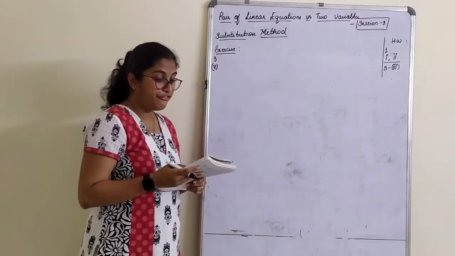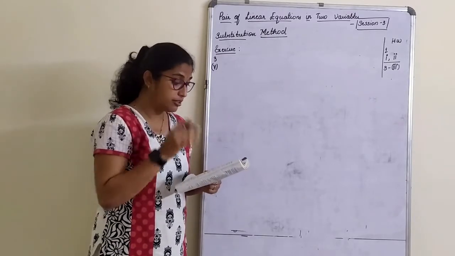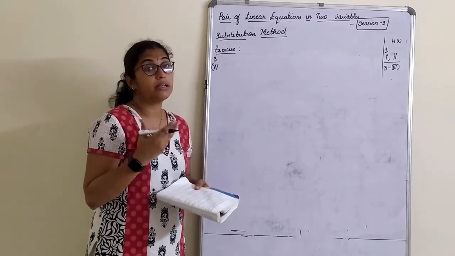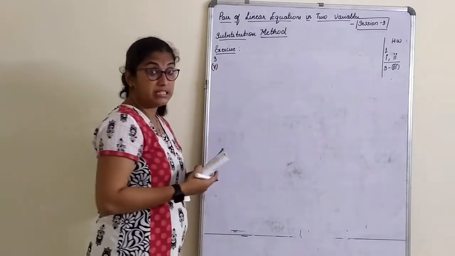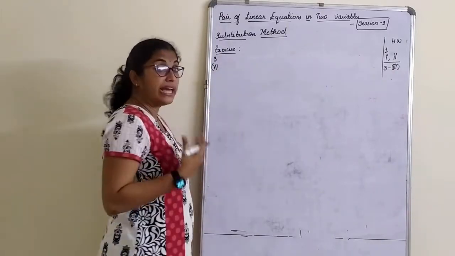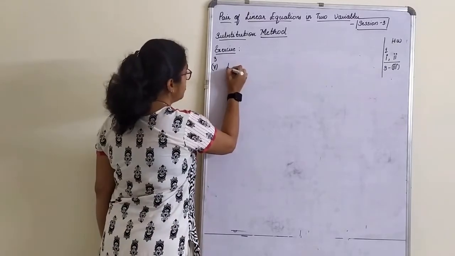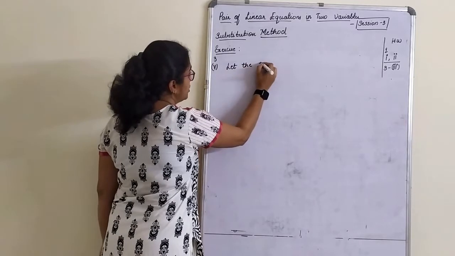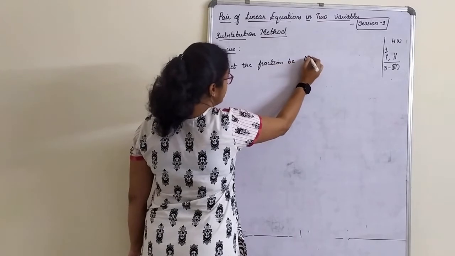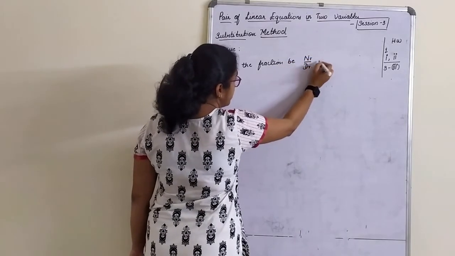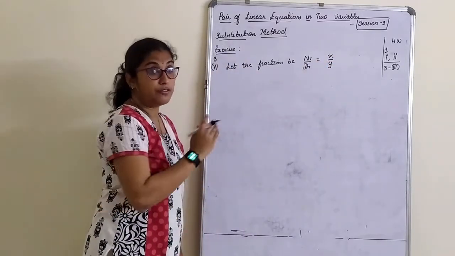Fifth one, a fraction becomes 9 by 11 if 2 is added to both numerator and denominator, and if 3 is added to both numerator and denominator, the fraction becomes 5 by 6. Find the fraction. Now since it is a fraction, I cannot just say x and y. I need to write it in the form of numerator and denominator. So let the fraction be, I just use NR for numerator and DR for denominator, that is nothing but x by y. A fraction is always written in the form of x by y.